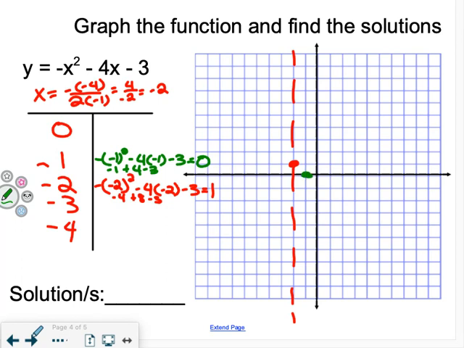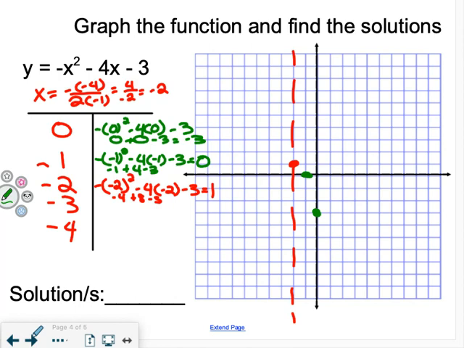And last one here, right? Love plugging in 0, makes our life pretty easy here, actually. Right, 0 squared, 0 times anything is 0, 0 times negative 4 would still be 0, and then we just have negative 3 for an answer of negative 3. So now at 0, it's saying we should be at negative 3.